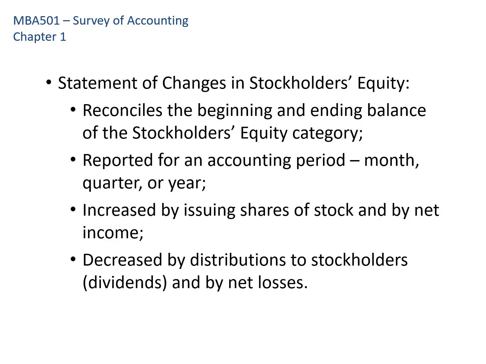The next statement we'll do, and we do them in this sequence, we do the income statement first because we need information from the income statement to be able to do the statement of changes in stockholders' equity. As I mentioned earlier, that reconciles the beginning and ending balance of this category. Again, it's for a period: what happened during the month, during the quarter, or during the year. It's increased by issuing shares of stock and by net income. It's decreased by distributions to stockholders, which are called dividends, or net losses.